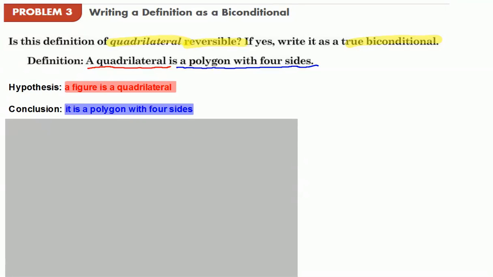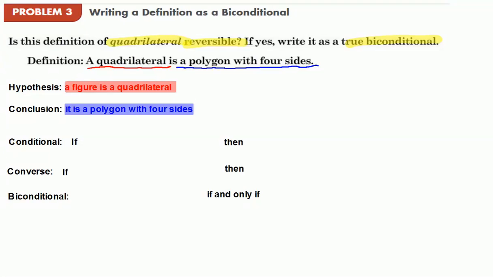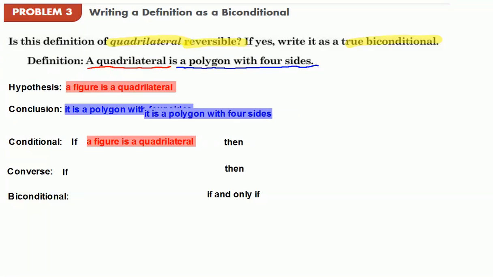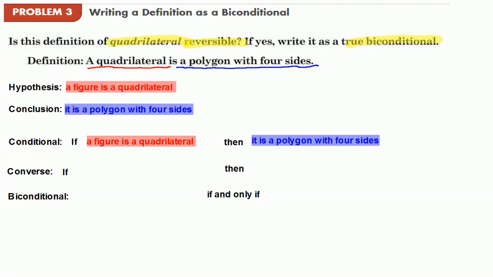So now once I identify hypothesis and conclusion from any definition or from anything given to us, now I'm going to write our conditional. So our conditional is if, and now we choose our hypothesis. We put it after the if. If a figure is a quadrilateral, then we follow with our conclusion. It is a polygon with 4 sides. Okay, so we read it. This is a true statement.